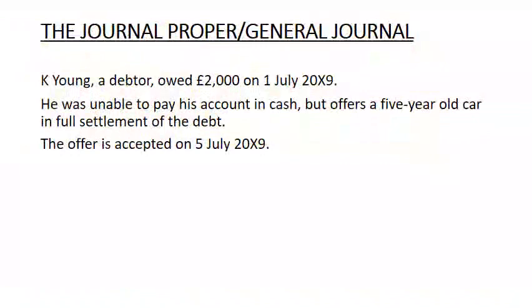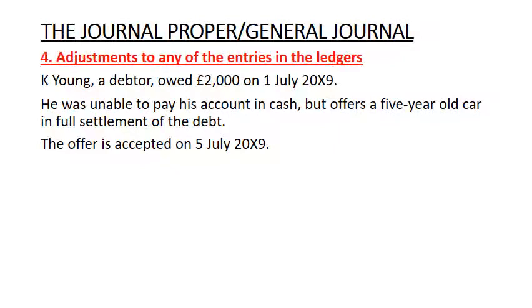Let's look at scenario number 3. So scenario number 3 is just a recap. We've looked at scenario number 1, purchases and sales on credit or fixed asset. Scenario number 2, bad debts, right? Scenario number 3 was opening entries. So this is scenario number 4 actually, which is adjustments to any of the entries in the ledger. So when there's a change to an entry in the ledger, we use the journal proper. Okay, so here is an example.